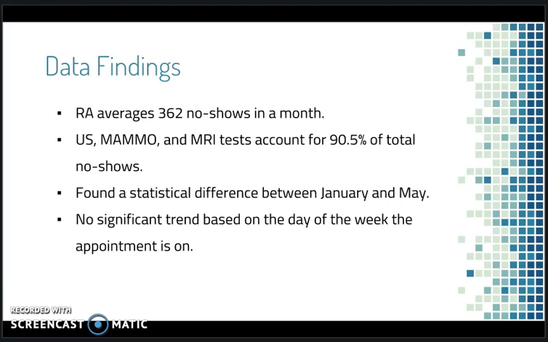We did a one-way ANOVA to see if there was a significant difference between the number of no-shows and the months. We generated a p-value of 0.027, which is less than 0.05, thus showing a significant difference between at least one of the months, which was in fact between January and May. We also did a one-way ANOVA and found there was no significant difference between the amount of appointments missed on each day of the week.